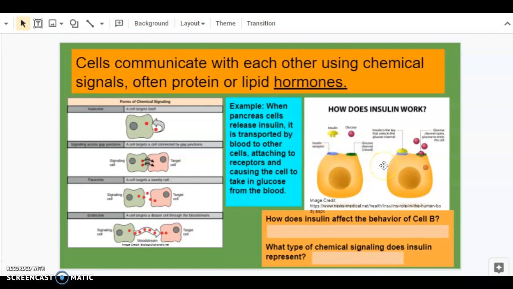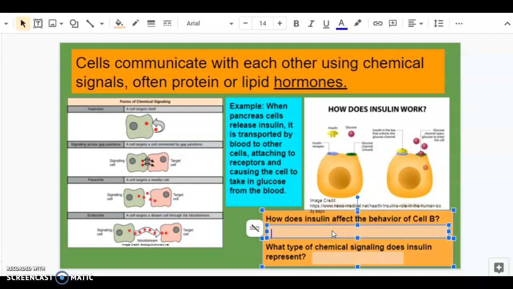It sends out its insulin hormone to cells all around the body, and the insulin attaches to a protein on the surface of the cell and signals the cell to begin to take in glucose, which it will then use for respiration. So how does insulin, which is released by pancreas cells, affect the behavior of other cells, like this cell, which has the insulin attached? It signals the cell to take in glucose, typically from the bloodstream.